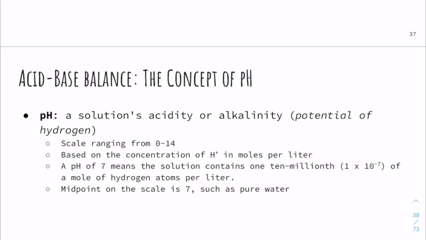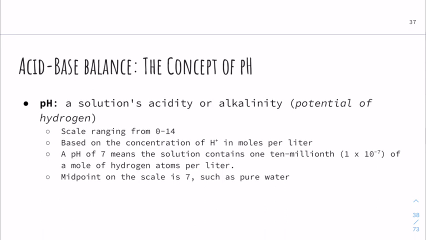A pH of 7 means a solution contains 1/10,000,000th of a mole of hydrogen atoms per liter. So the midpoint on the scale is 7. That's pure water. Pure H2O. That's right in the middle. It's not considered acidic or basic. It's technically right in the middle.